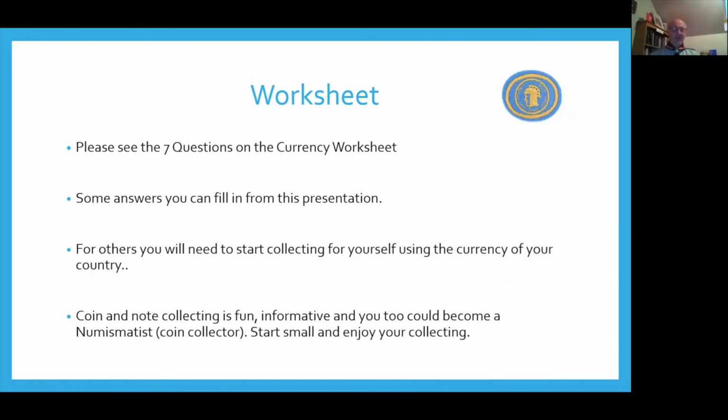All right. Finally, the worksheet. You've got a worksheet there online. There's 7 questions. Some you'll fill in from this presentation, like barter and the different things about bartering your currency. Others you'll need to start collecting, and you've got to collect your own coins, and you'll have to talk to mum and dad and see what you can find. I believe coin collecting is fun, and I believe you too can become a numismatist, all right, which is a coin collector. Now that's hard to say, isn't it? But that's what it is, a coin collector. Start collecting small and enjoy your collecting.